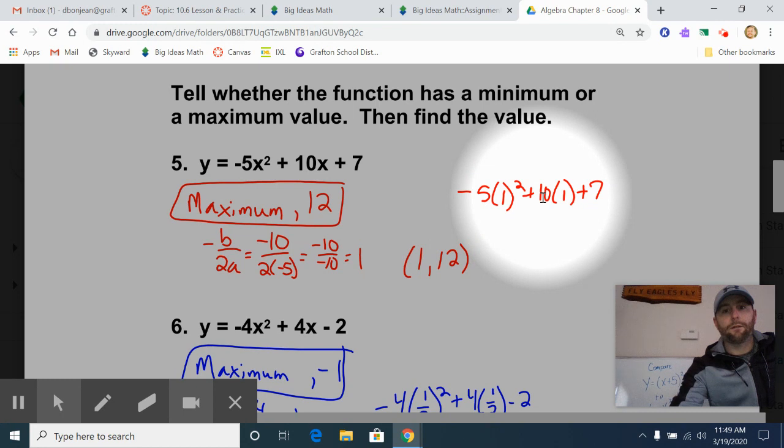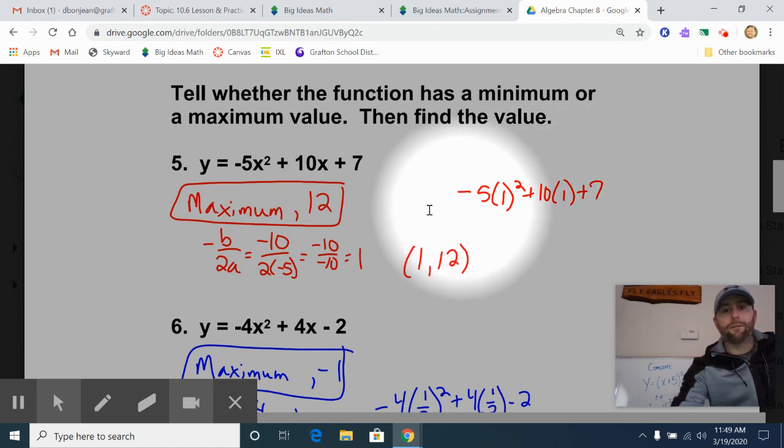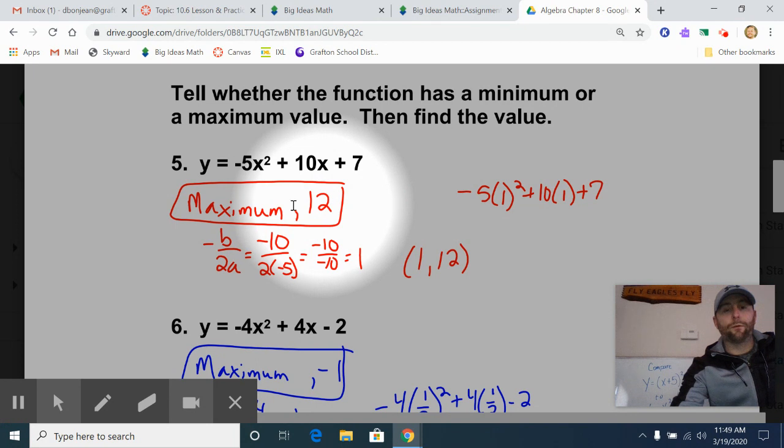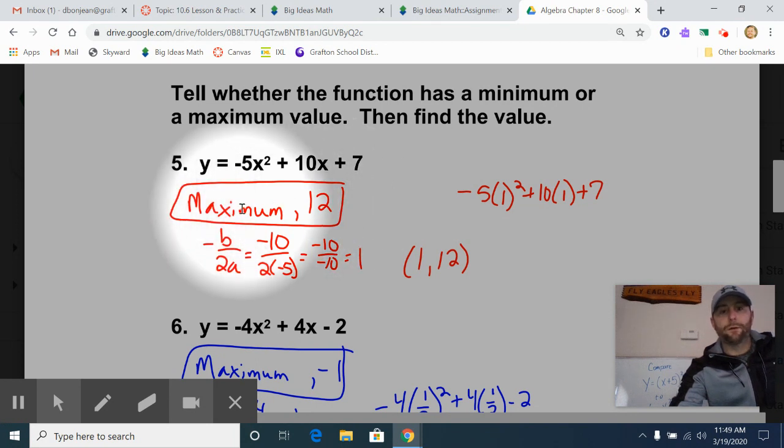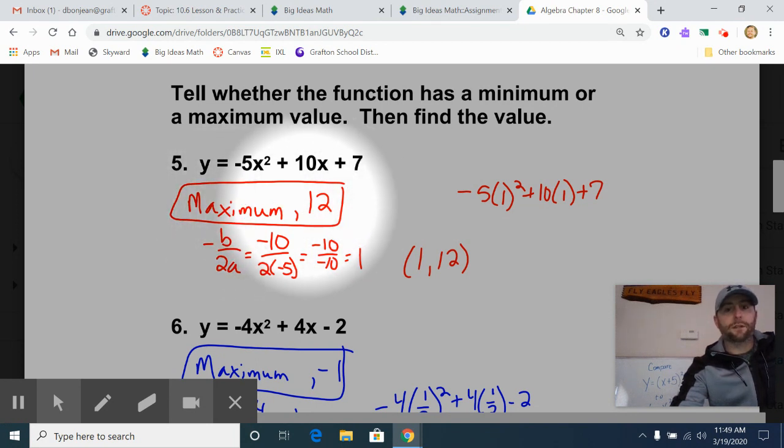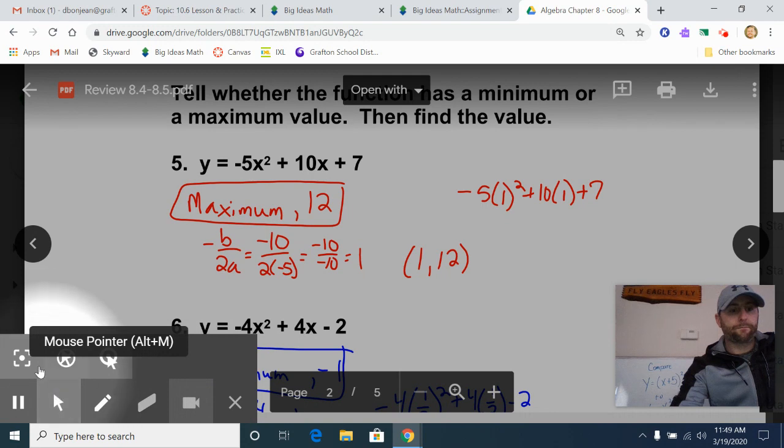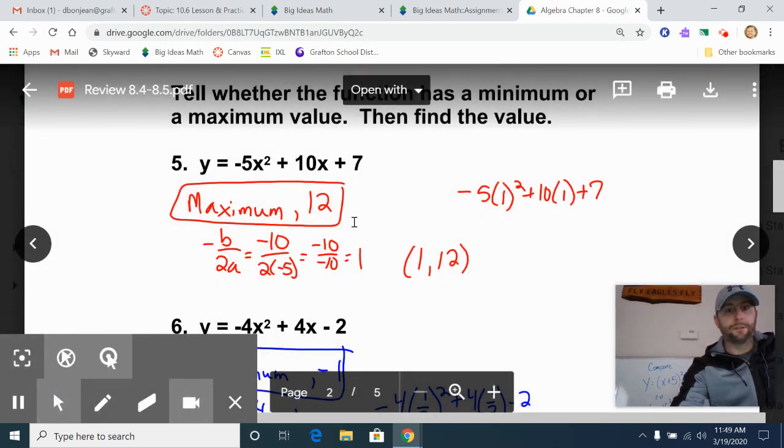So here's the math for that. 1 squared is 1 times negative 5 gives me negative 5. It's basically plus 10, then plus 7, which would give me 12. So remember, we're going to say that it's either minimum or maximum, and then we're just going to put the y value for the vertex for our answer. So that's the second problem you're going to do. That's worth 2 points, by the way.